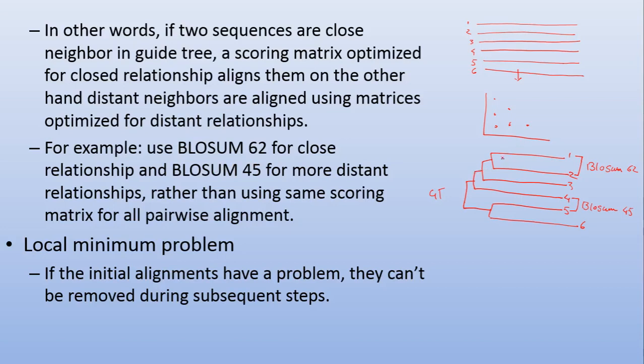Next, what we have is called the local minimum problem. If it happens that the alignment goes wrong in the initial stages of your multiple sequence alignment, then that problem cannot somehow be removed in the subsequent step. That problem would be carried on as it is in your multiple sequence alignment, or it can even be amplified. That is what is termed the local minimum problem. If the initial alignment has some error, it cannot be removed in a subsequent step.